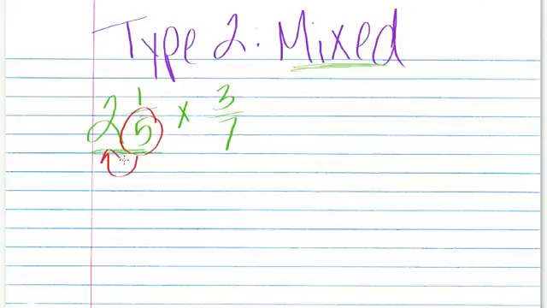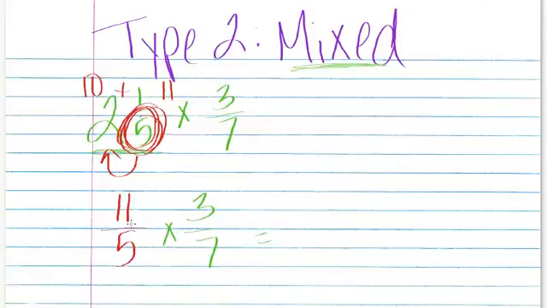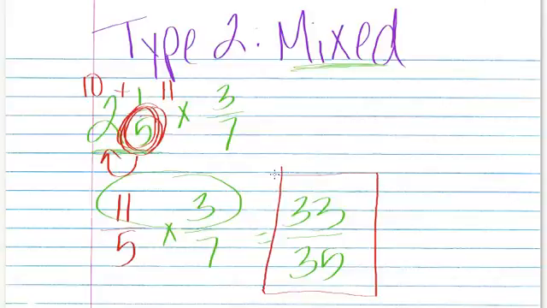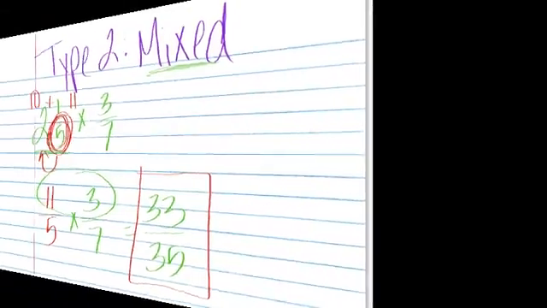5 times 2 is 10, plus 1 is 11. Keep the same bottom number, 11 over 5. And the 3/7 stays the same. 3 over 7. Multiply. Alright, 11 times 3, top times top is 33. 5 times 7 is 35. And let's see if we can reduce. Alright, it looks like I actually can't reduce again. I just have the best luck. So here we go. 33 over 35. This looks like our answer. Now let's move on to the next steps.